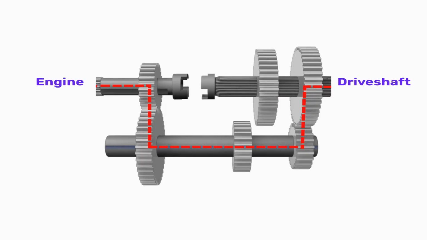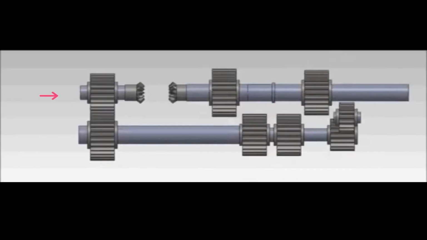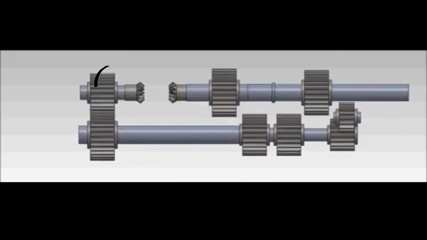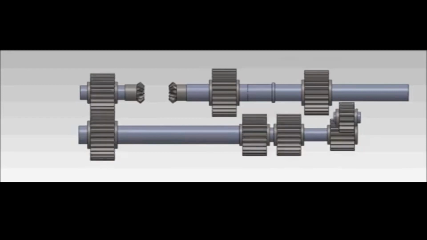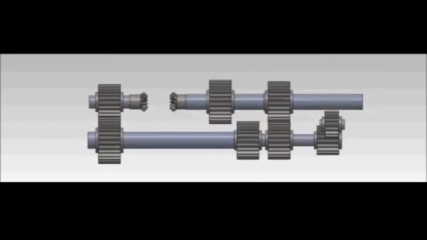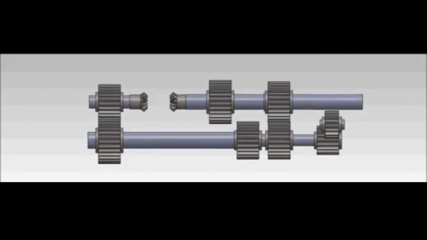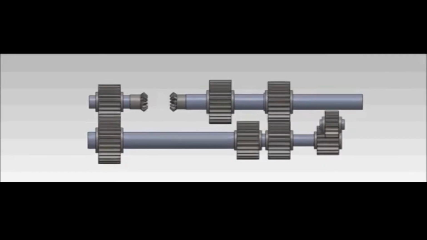The sliding mesh gearbox works by transferring power from the engine through a series of gears and shafts, allowing the driver to select different speed and torque ratios. When the clutch shaft rotates, it drives the corresponding gear on the layshaft, causing the layshaft to rotate in the opposite direction. The gears on the layshaft are fixed, while the gears on the main shaft can slide along splines to engage with the required layshaft gears.